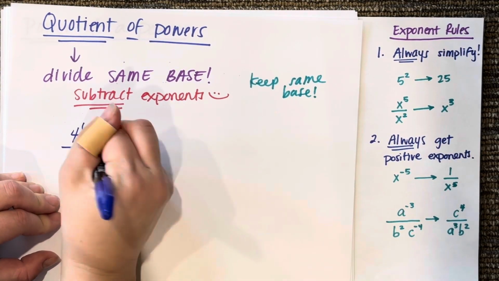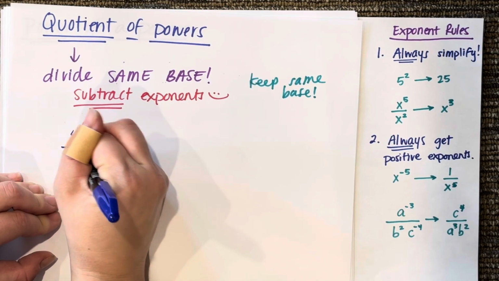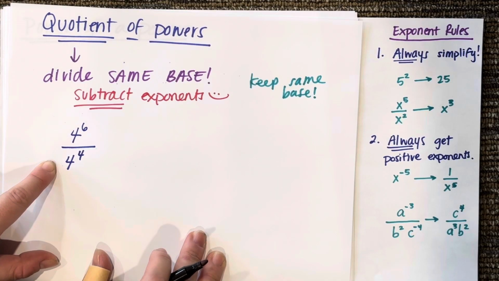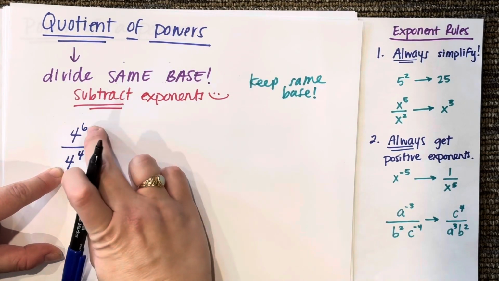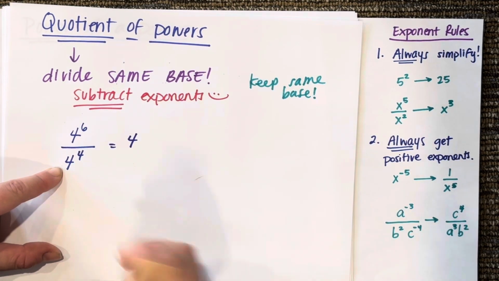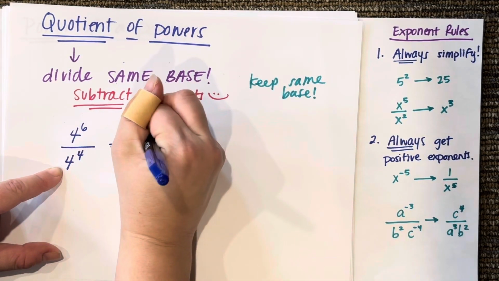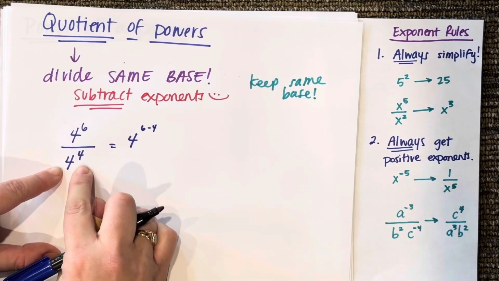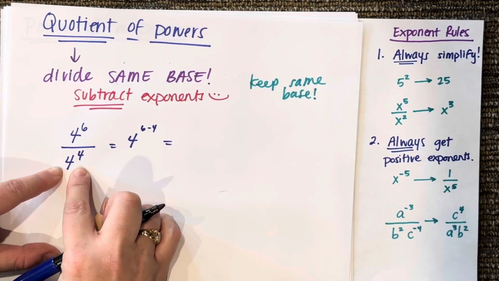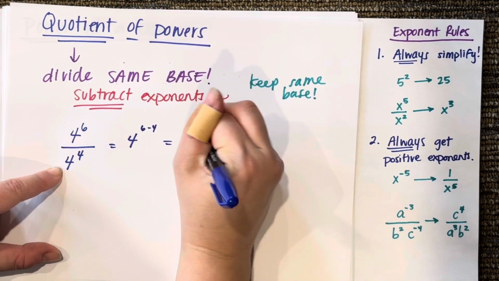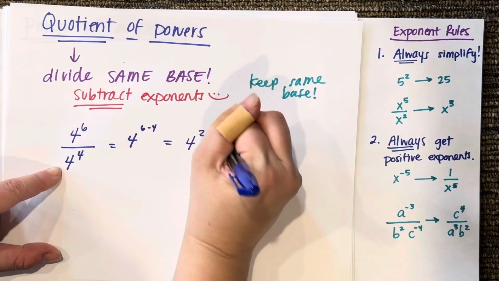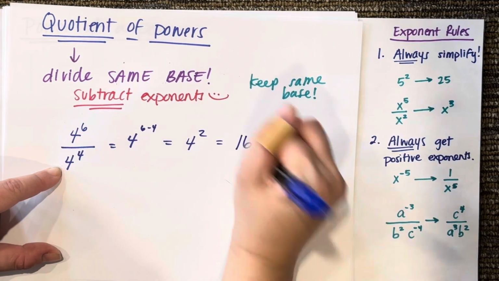4 to the 6th divided by 4 to the 4th, okay? I have the same base of 4. 4 is my same base, and then I have my exponents 6 and 4. So what this is saying is 4 to the power of 6 minus 4. Numerator minus denominator. So that would equal 4 squared. But I wouldn't leave it like that. I would simplify, and I would say this is 16.